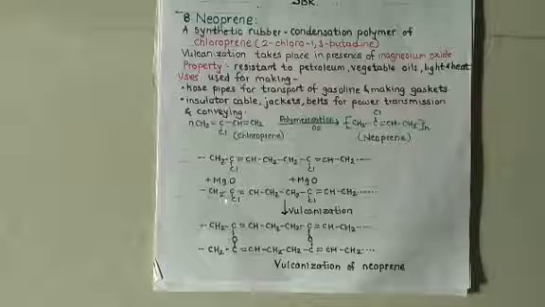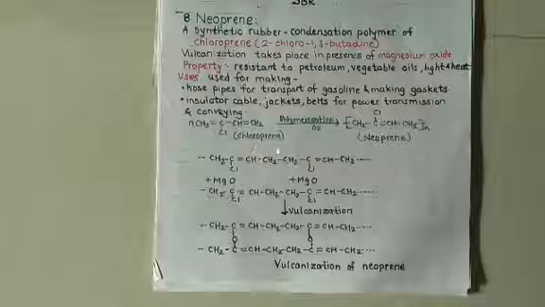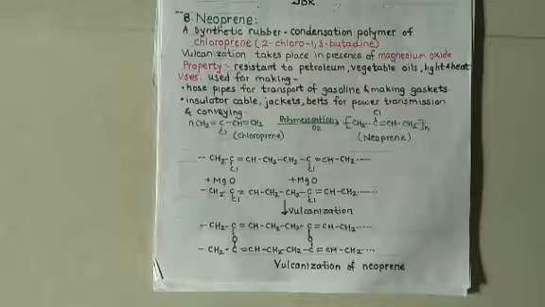Let us see an example of the reaction of formation of neoprene. Neoprene is formed from chloroprene, CH2=CCl-CH=CH2, which undergoes polymerization. This polymerization is catalyzed in the presence of oxygen and forms this type of polymer known as neoprene. Cl is in the branching position.